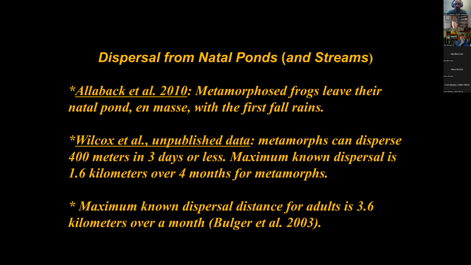So the maximum known dispersal distance is 1.6 kilometers over 4 months. But we learned last winter that they probably moved that distance in a much shorter amount of time. And then the maximum known dispersal distance for adults is 3.6 kilometers. It was a big female in one of the first studies that used telemetry down on the coast near San Luis Obispo. She actually moved 3.6 kilometers, but she moved between two ponds that were 2.8 kilometers apart. So that lets you know that it's not a straight line movement. It took her 3.6 kilometers to travel 2.8. So she's zigzagging all through.